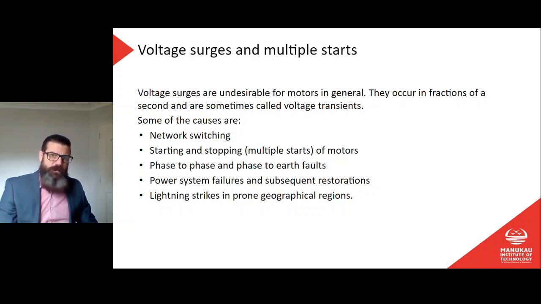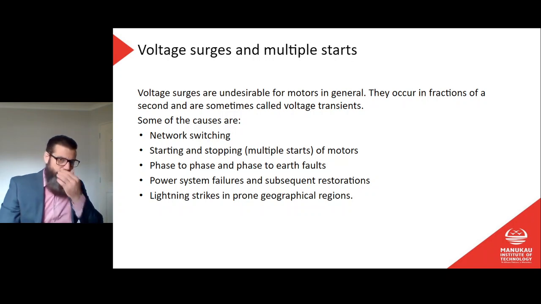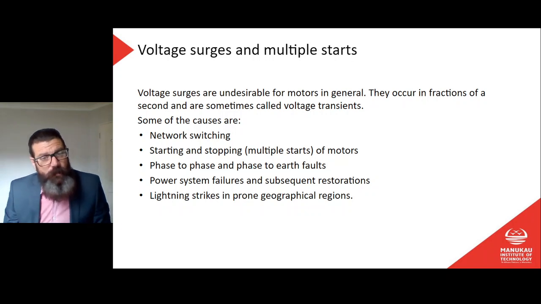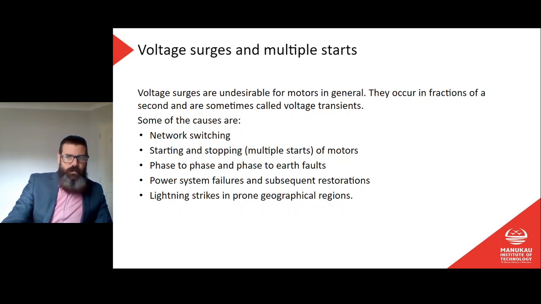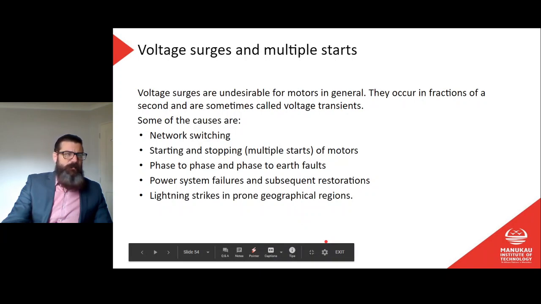Voltage surges are undesirable for motors in general. They occur in fractions of a second and are sometimes called voltage transients. Some of the causes are network switching, starting and stopping of motors, phase to phase and phase to earth faults, power system failures and subsequent restorations, lightning strikes in prone geographical regions. So these are things that could cause voltage surges.